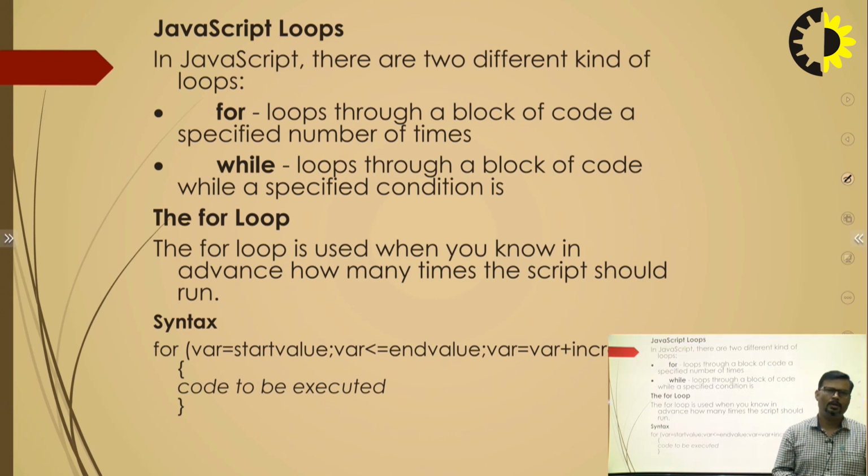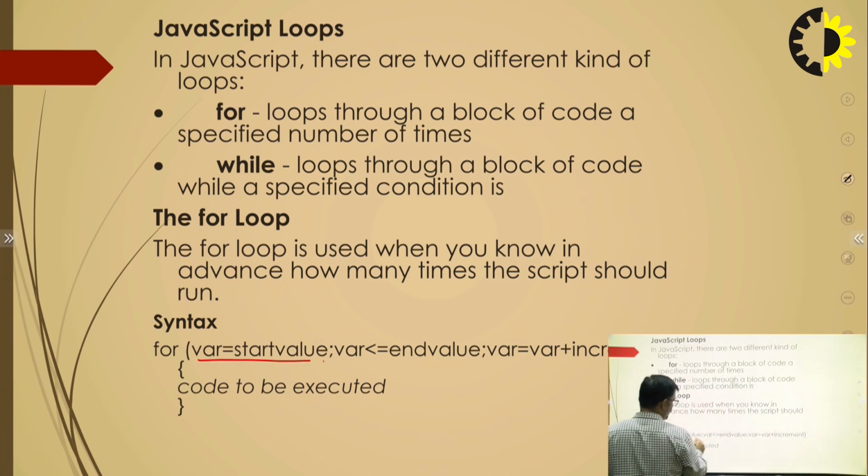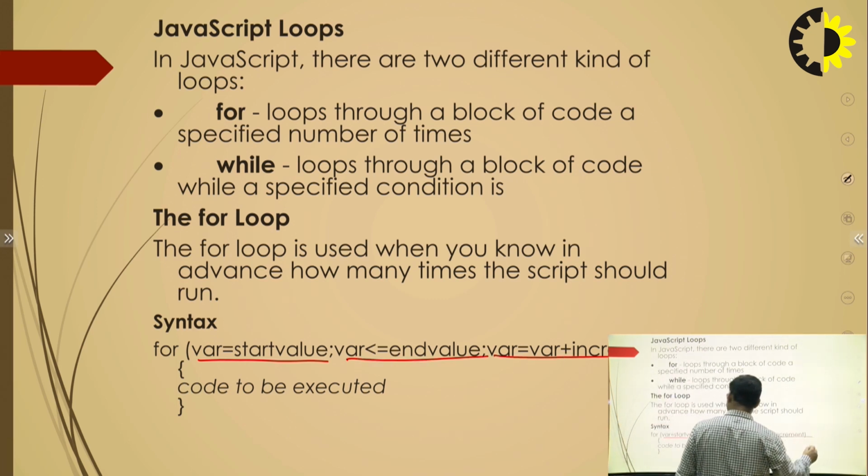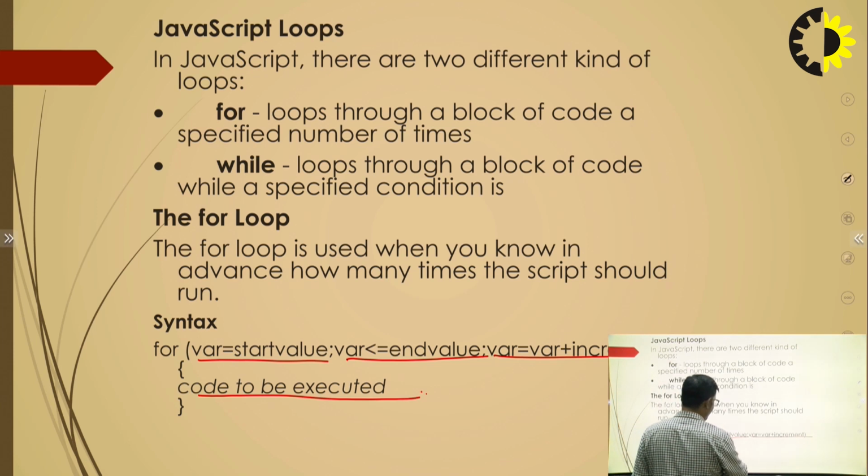JavaScript loops. In JavaScript we use for and while loops. The for loop goes through a block of code a specified number of times, while the while loop goes through a block of code while a specified condition is true. The for loop is used when you know in advance how many times the script will run. So here: for, initialization, then condition, then increment or decrement, then code to be executed.